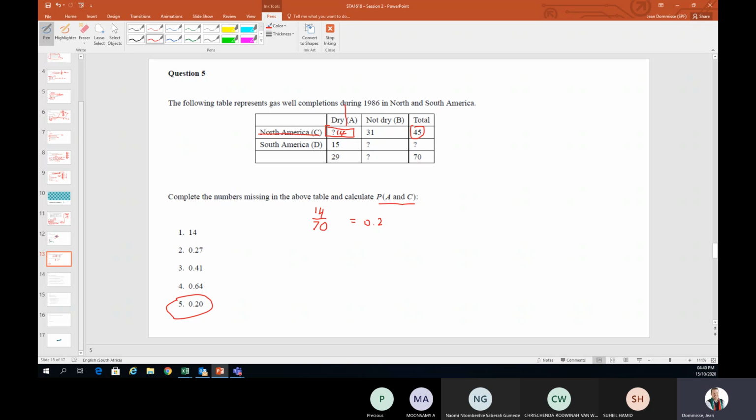Okay, so for this one, you actually didn't need to waste your time calculating those, because for this question we basically didn't need it.